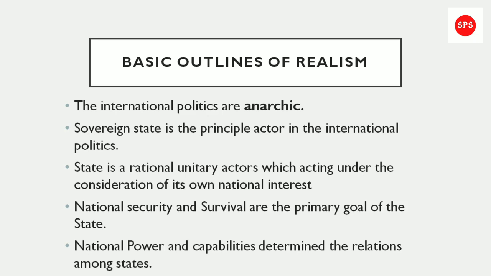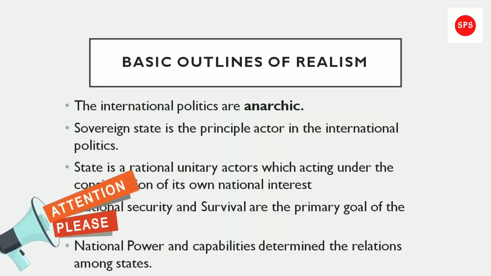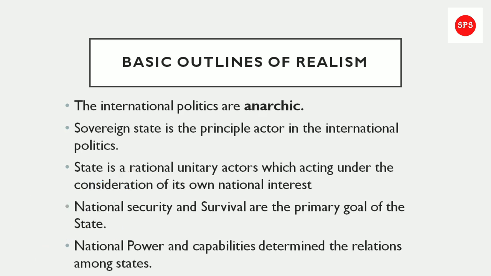Then, the state is a rational unitary actor which acts under the consideration of its own national interest. That means states in international politics always act for their national interest. National security and survival are the primary goals of the state. Due to the anarchy, national security and survival are considered to be the primary goals of the state. Then, national power and capabilities determine the relations among states. Keep these outlines in your mind, and now you can start realism from the bottom.